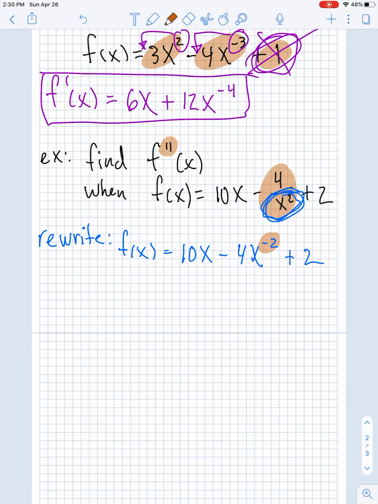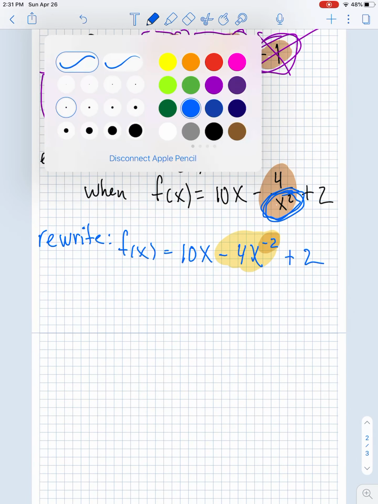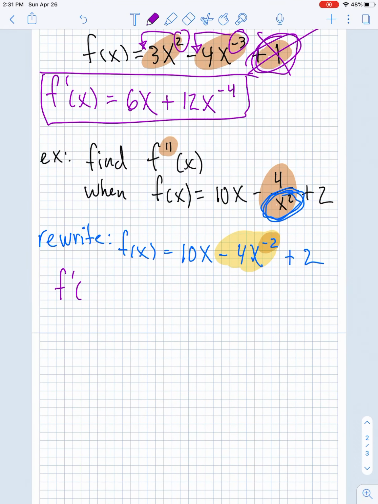Now that it's in the form something x to the something, that's when it's appropriate to use the power rule. So let's go ahead and run our power rule. F prime of x is equal to 10x would just be 10 because the 1 comes out in front and then drops down to a 0, so the x just goes away. Then negative 2 out in front makes that a plus 8x to the negative 3, and the plus 2 on the end just goes away.